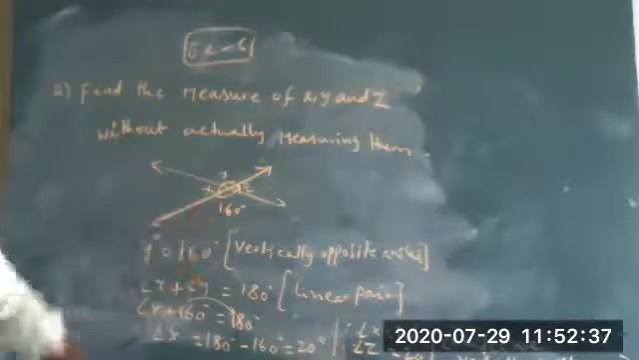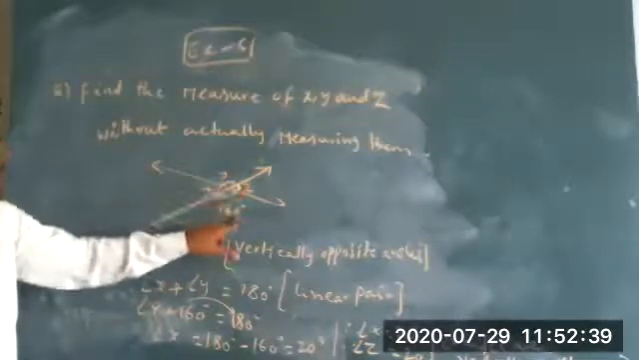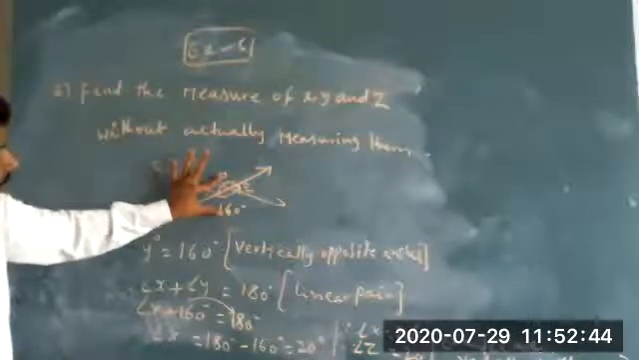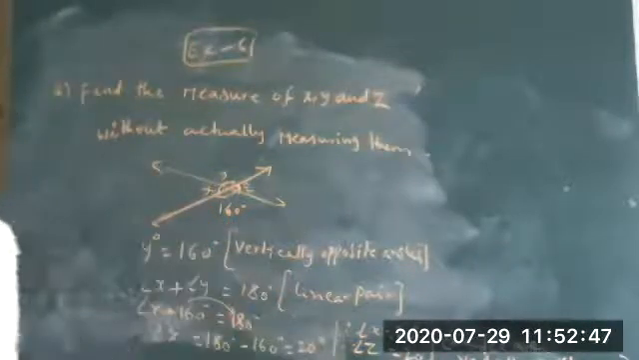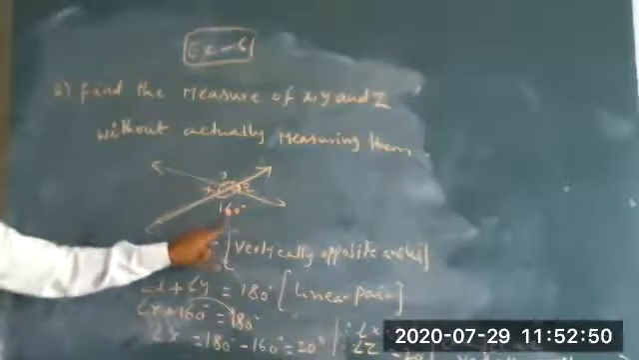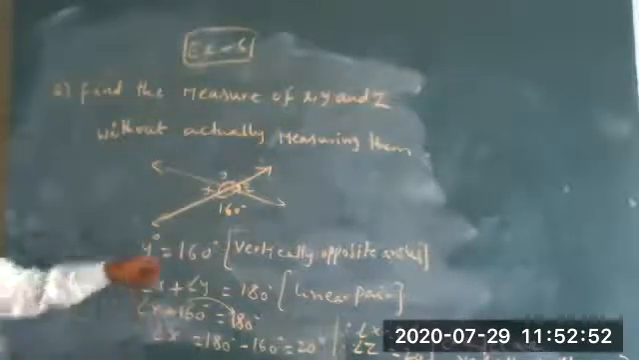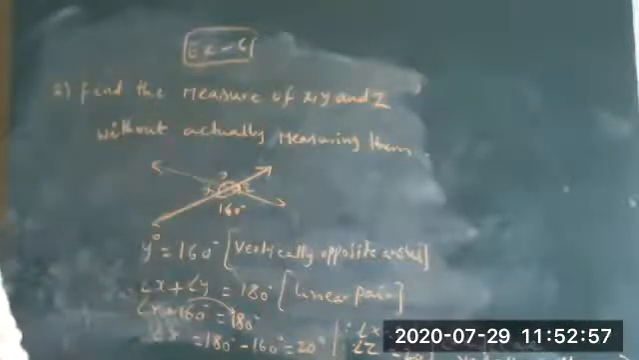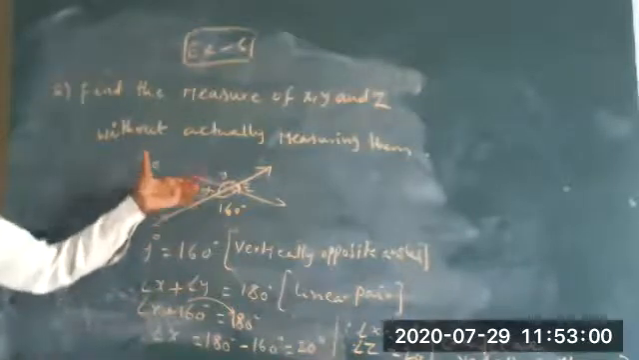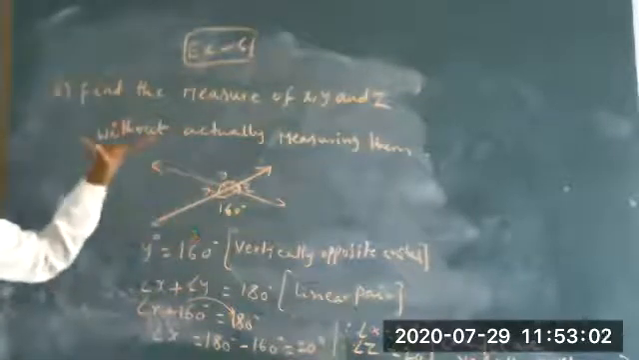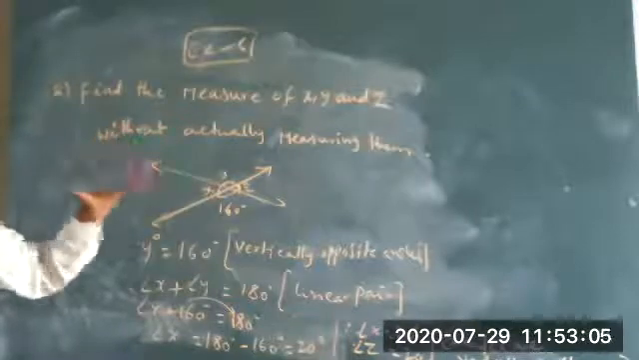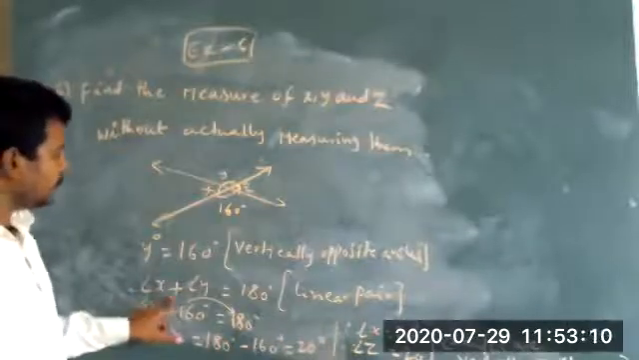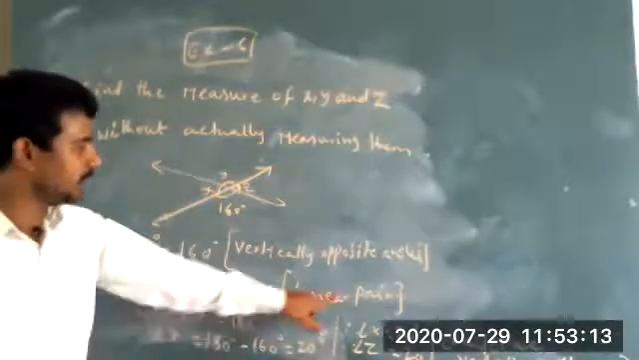Once here, find the measure of x, y, z without actually measuring. This is the given diagram. X, y, z, here 160 degrees. First we find the value of x. These two angles y and 160 are vertical opposite angles, so they are equal. So angle y is equal to 160 degrees. Now take angle x and angle y. These two angles are a linear pair, because they are adjacent angles. A pair of adjacent angles whose sum is straight angle or 180 degrees is called a linear pair. So angle x plus angle y equal to 180 degrees.